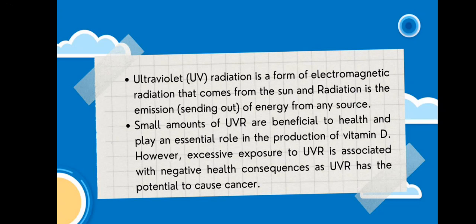After knowing that the ozone layer protects us from UV lights, what exactly is UV light or ultraviolet light? Ultraviolet radiation is a form of electromagnetic radiation from the sun. Now, what is radiation? It is actually the emission or sending out of energy from any source. So simply, UV light is an electromagnetic radiation of energy that emits from the sun.